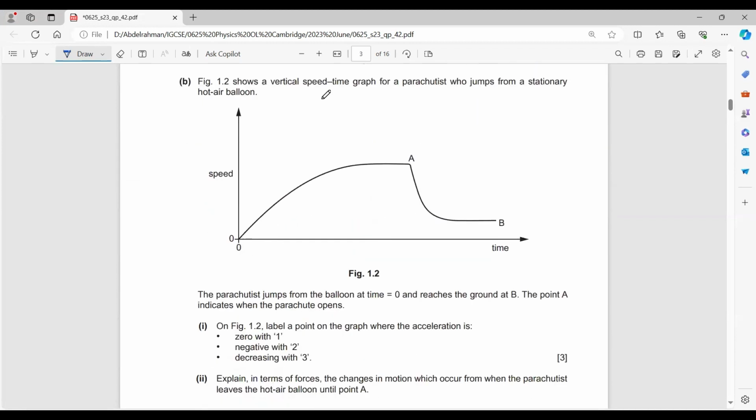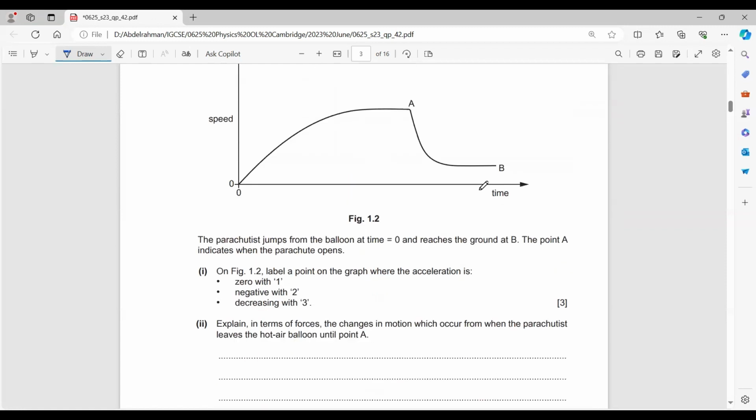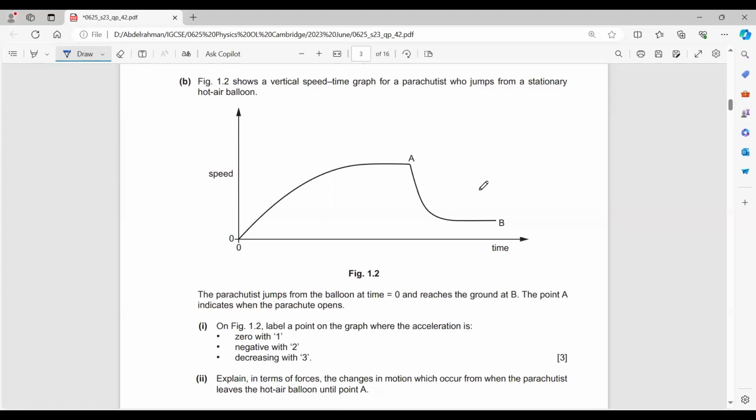Velocity time graph for a parachutist. He jumps from the balloon at time 0 and reaches the ground at time B. The point A indicates when the parachute opens. On figure 1.2, label the point on the graph where the acceleration is 0 with 1, negative with 2, decreasing with 3. We want a point at which the acceleration is 0.